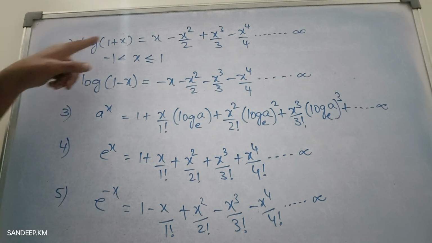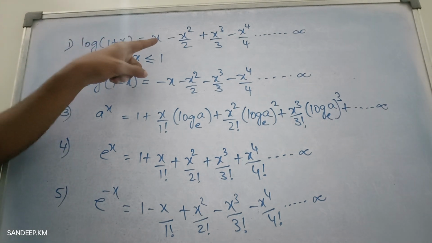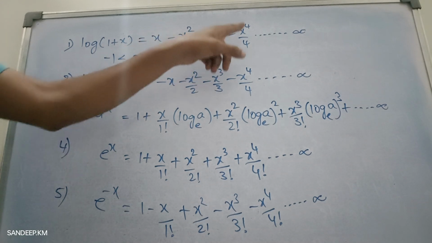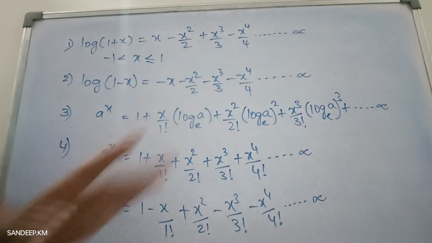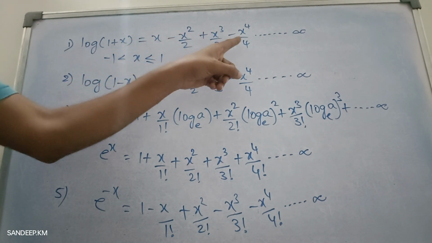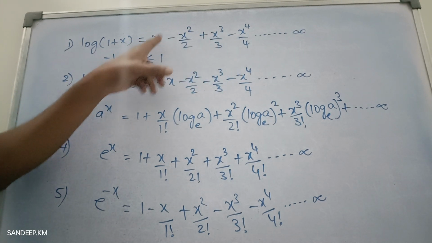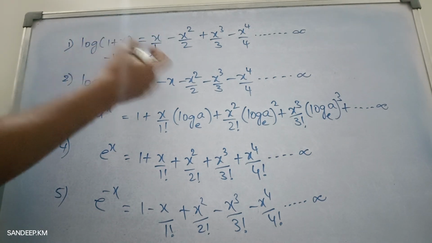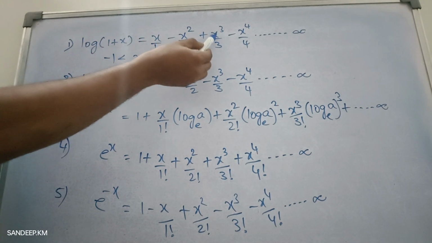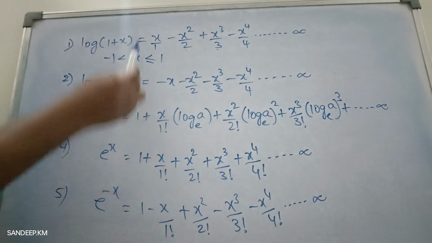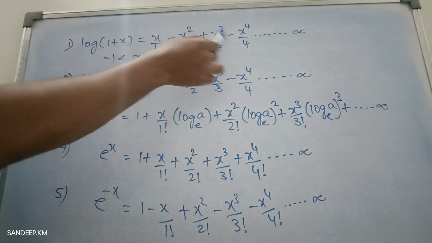Okay, log of 1 plus x expansion is x minus x square by 2 plus x cube by 3 minus x power 4 by 4 and so on up to infinity. Observe, it contains all the powers of x starting from x power 1, x square, x cube, x power 4 and so on. X denominator is 1, x square denominator is 2, x cube denominator is 3, x power 4 denominator is 4 and so on. First one is positive, next negative, positive, negative and so on.